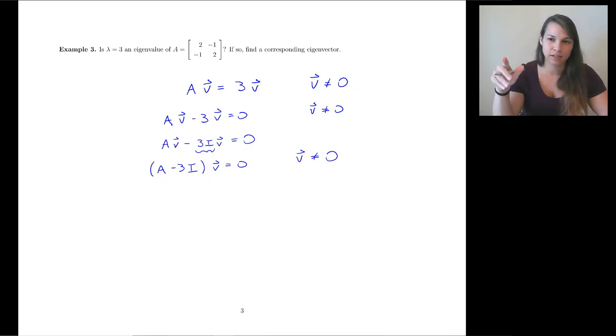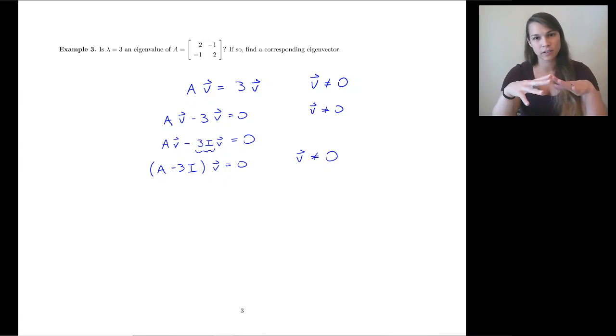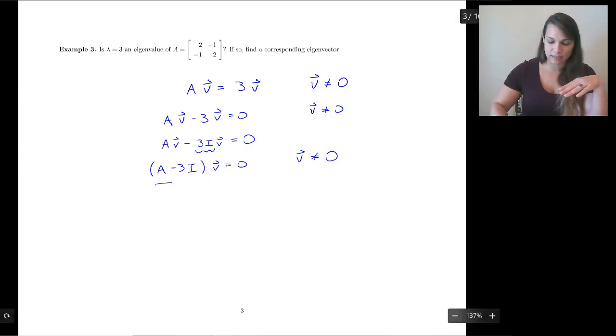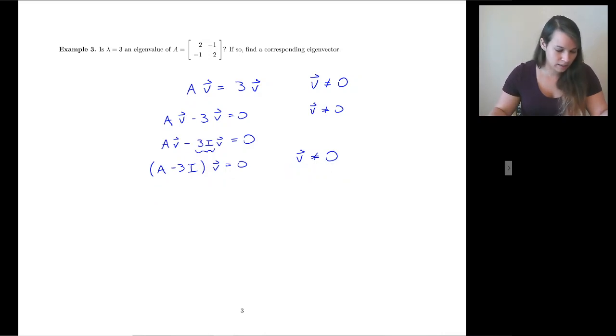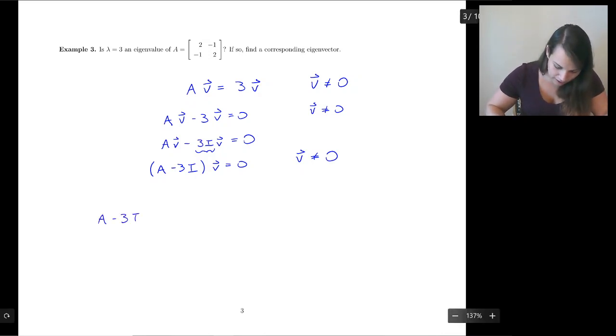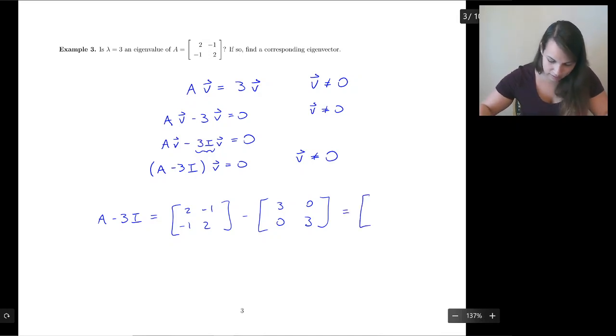So what I want to do is find a non-trivial solution to my homogeneous system. This is my homogeneous system, and we're looking for non-trivial solutions because v is not 0. Okay, we can do this. Let's calculate what A minus 3I is real fast. That's going to be A minus 3 times the identity matrix, and that'll give us negative 1 in all of our entries.